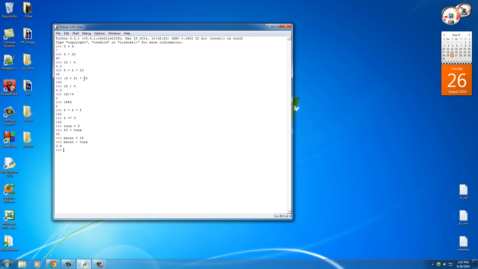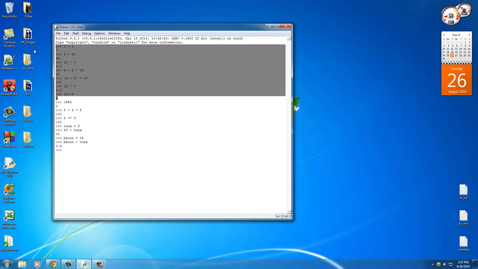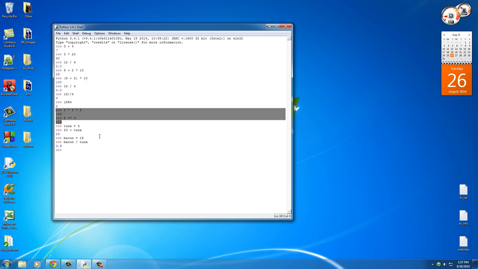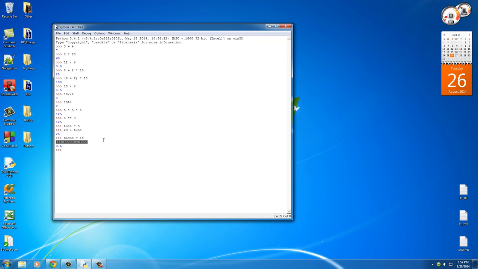Pretty interesting. But now we know the basic math operators, also some cool extra things like exponents, and also how to divide bacon over tuna. So in the next video, we're going to be learning some more complex stuff.